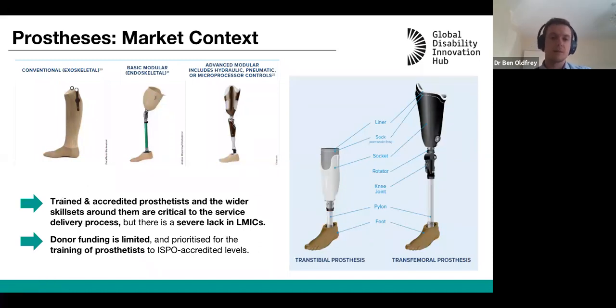Great. So we know there's a wide range of devices available, ranging from very basic types up to more higher end intelligent devices. But what's true to all of them is that they require trained and accredited prosthetists and the wider skill sets around them, such as OTs and physical therapists, to provide a good service delivery. Unfortunately, there's a severe lack of these in LMICs. There is some donor funding, but it is limited, and historically it's been prioritised for the training of prosthetists, trying to address this capacity issue. Next slide, please.